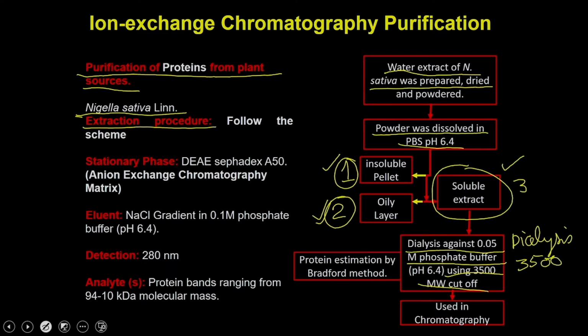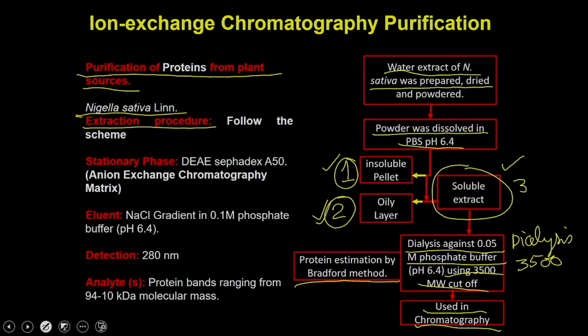Once you are done with this, you can estimate the protein, because you know that every column has a suitable binding capacity, so you cannot load more than the binding capacity of a column. So, you have to estimate the protein using the Bradford method, and once you know that you have sufficient quantity of the protein, then you can take this and use it in the chromatography.